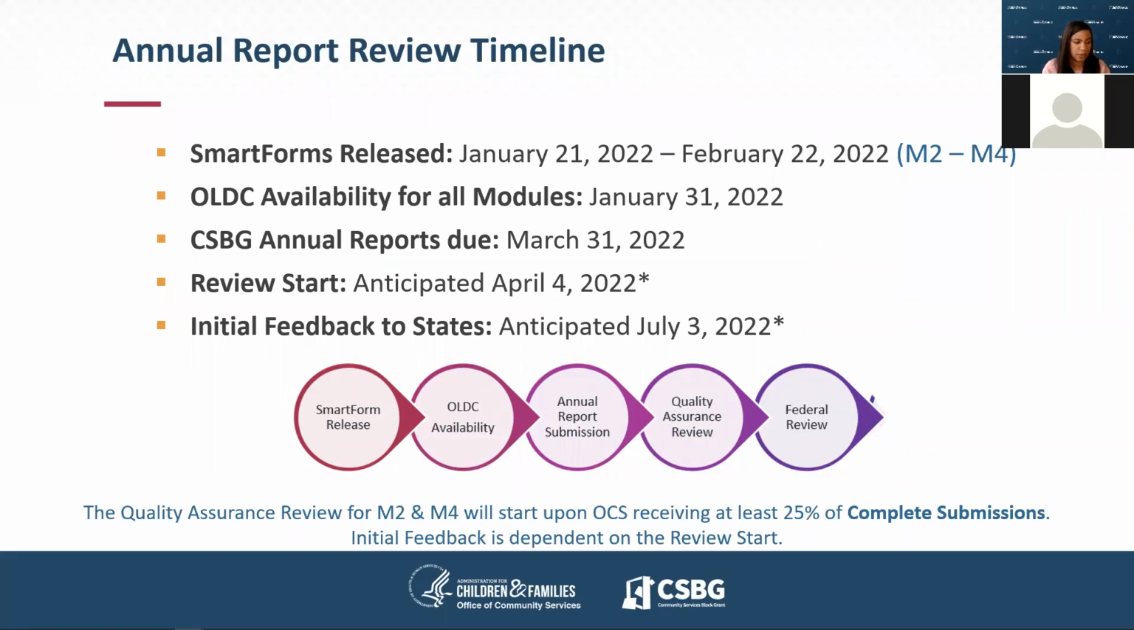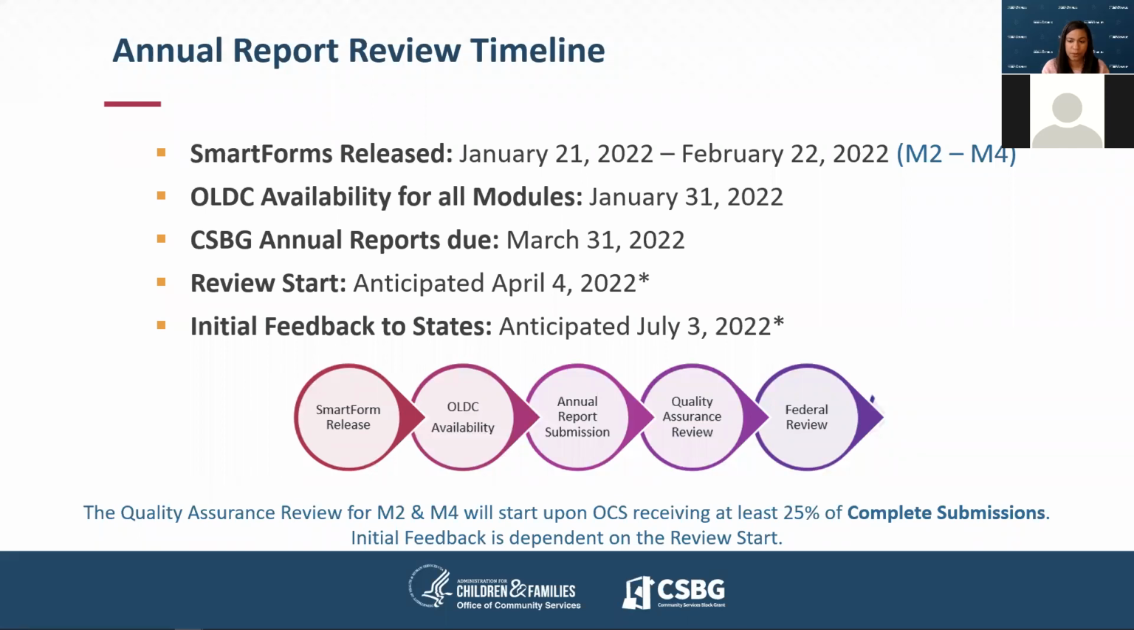The annual reports, as I noted in the previous slide, are due March 31st. And then we anticipate starting our review for all 4 modules on April 4th, 2022. And then you, as a state, should anticipate initial feedback around July 3rd, 2022. One thing that I do want to reiterate is that reviewing as a whole allows us to see trends across the networks as we complete the review.